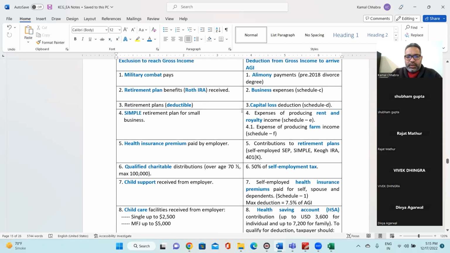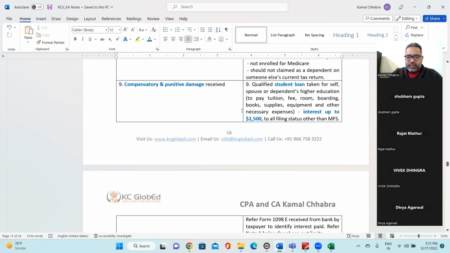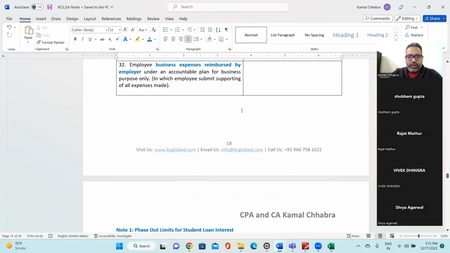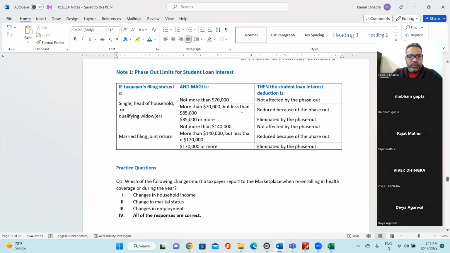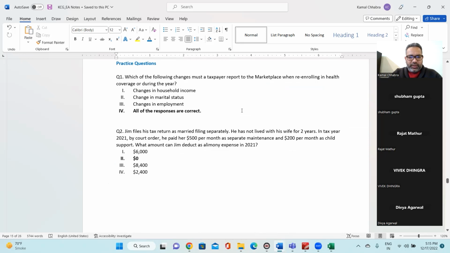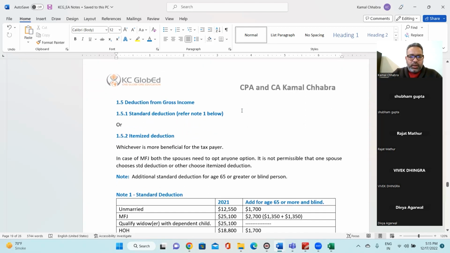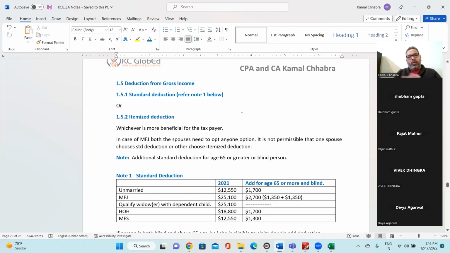Now in the last class, we covered all these, and I think I've shared the notes as well with you. Hope you have gone through all the notes, and we have done the practice questions also. Hope you have done this practice question as well from the last class. Yes, sir. Right? So we are done till here. Now we are jumping into the new topic, which is deduction from gross income.